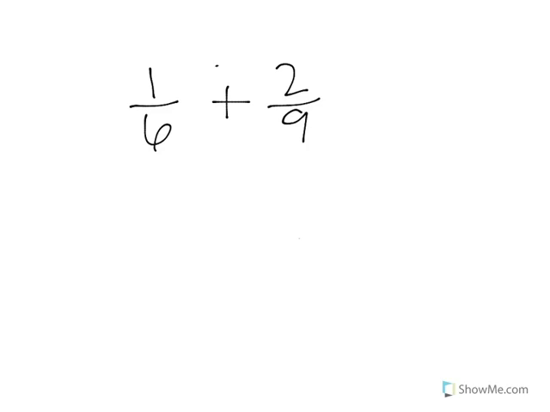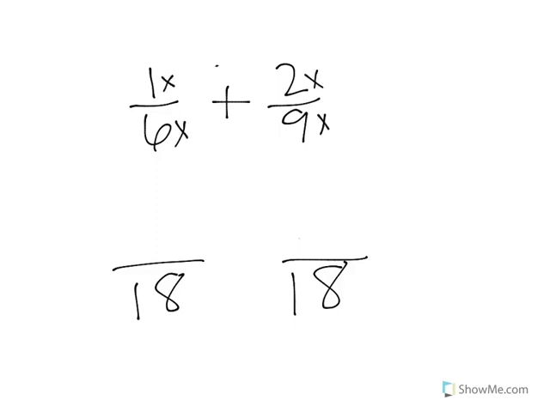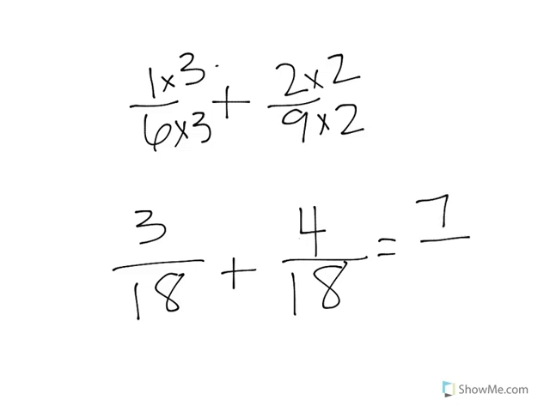So I'm going to change my fractions here. And again, what I do to the bottom, I do to the top. So I'll get my multiplication. 6 times 3 is 18. So 1 times 3 is 3. And then 9 times 2 is 18. And 2 times 2 is 4. Add these together and I get 7/18. And that is how we add fractions with unlike denominators.